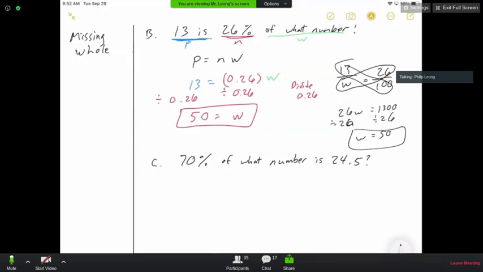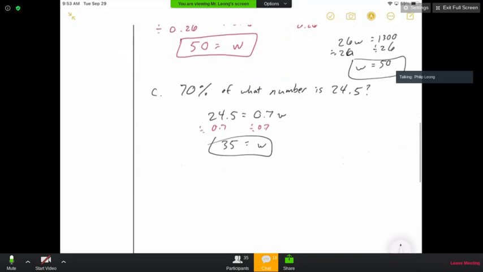Yeah, so this is what we got to do, right? We say 24.5 is equal to 0.7 times W, right? And then you just divide by 0.7. W equals 35. Does anyone like this method better than proportion? Okay, it's okay. Usually every year I get maybe a half and half or so. Okay. Now there's one more thing that we can be missing, and that's missing percent.